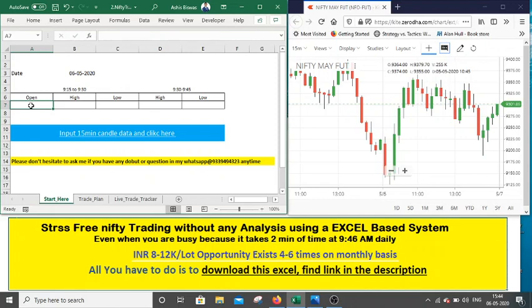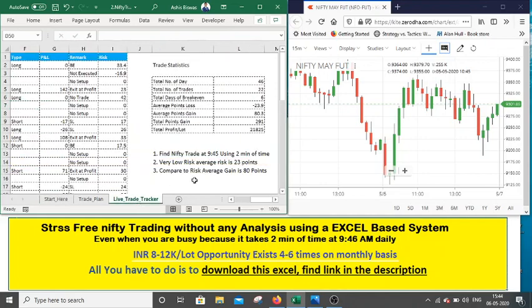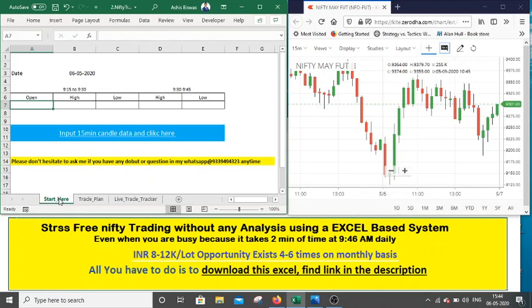Now I will demonstrate what to do. As I mentioned here, find the Nifty trade at 9:45 using 2 minutes. At 9:45 you just use 2 minutes of your time to enter this data to find your trade. Let's check what the trade was today.